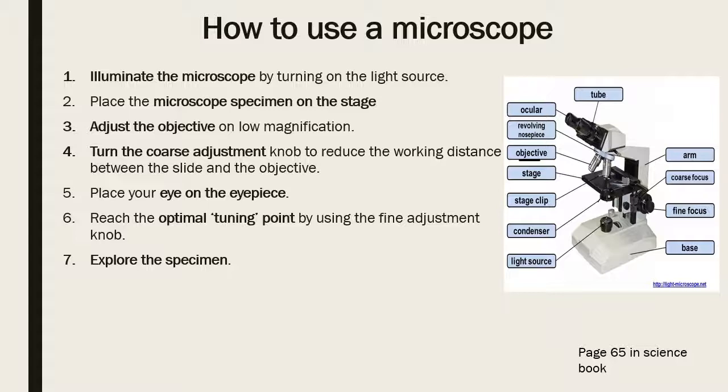Then you've got the coarse adjustment knob, and this reduces the working distance between the slide and the objective. Basically it brings the stage up to the objective so that you can see it clearer. You then place your eye on the eyepiece. It's going to be a bit blurry, so you have to use the fine adjustment knob to get the optimal tuning point so that you make it a bit clearer. And then finally, explore the specimen.